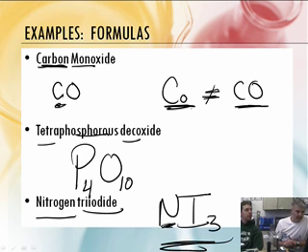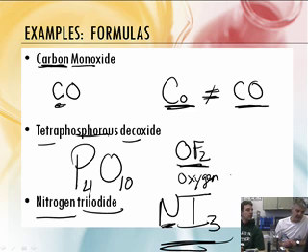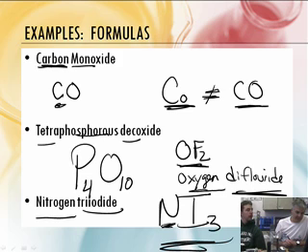Can we do an example where we have the formula and go to the name? Sure. How about OF2? Normally I would put mono-oxygen because there's one, but we don't like to start the first one with mono. So it's oxygen difluoride. If there's only one of the first element, we don't put the mono. But if there's only one of the second one, we do put the mono. That's correct.